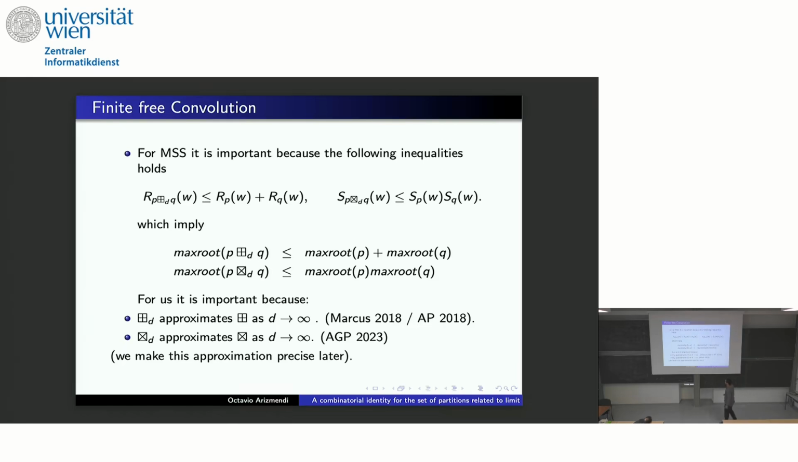For us, it is important because it approximates free convolution and multiplicative convolution. They didn't know this, but I guess they expected it. And Marcus gave a proof for the additive one, at least implicitly. We gave another proof using finite free cumulants. And for the multiplicative, we also gave another proof. There are also some notes by Shirachenko and Gionet where they use concentration of measure. This is another way to do it, but we can do it combinatorially.